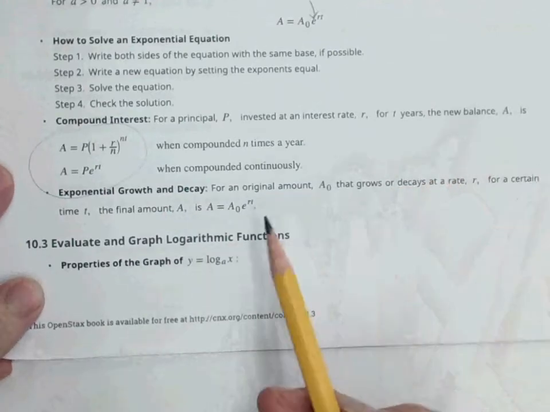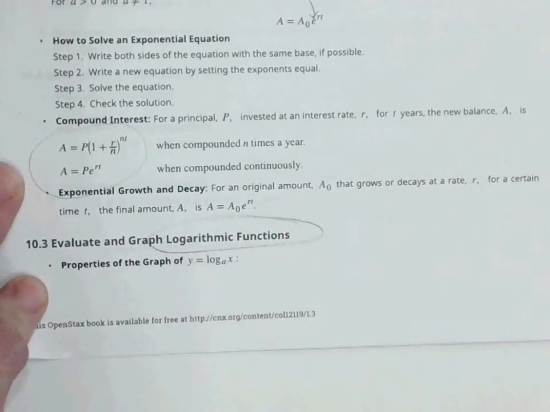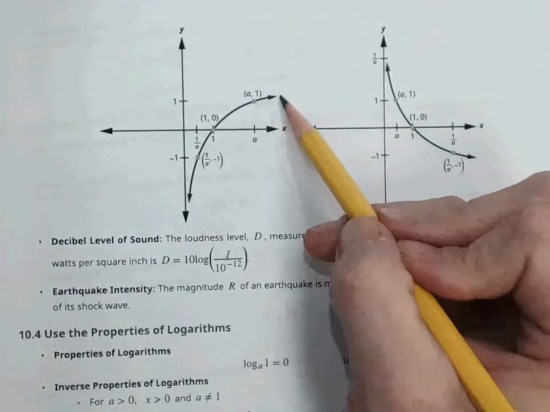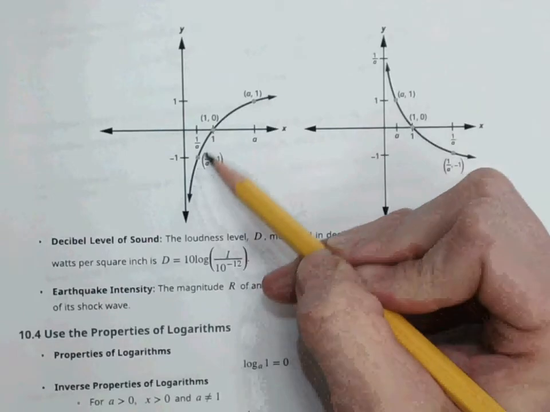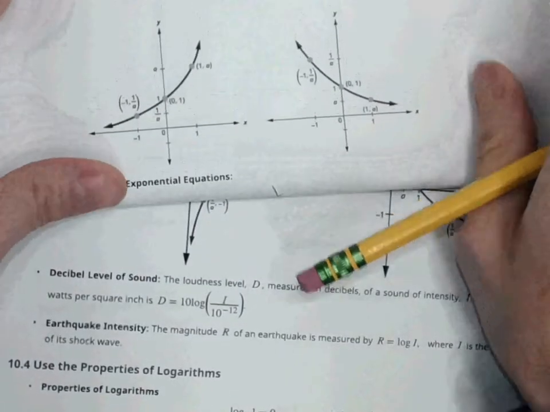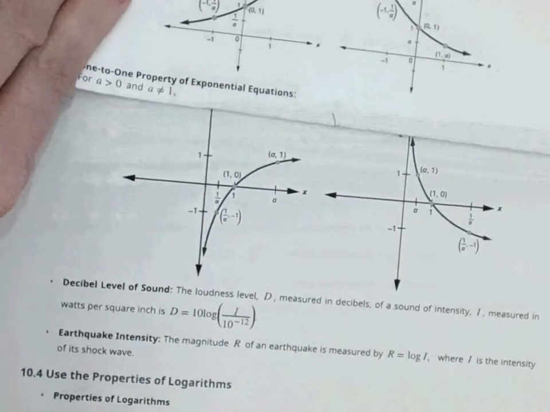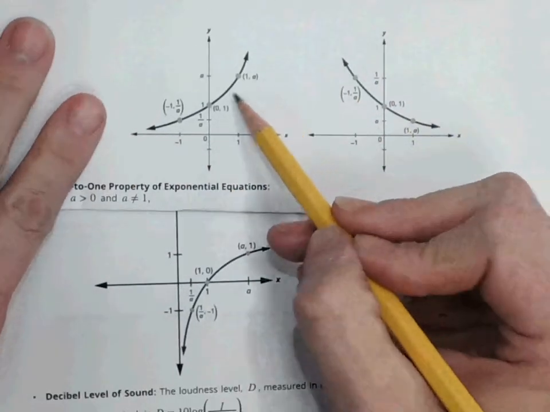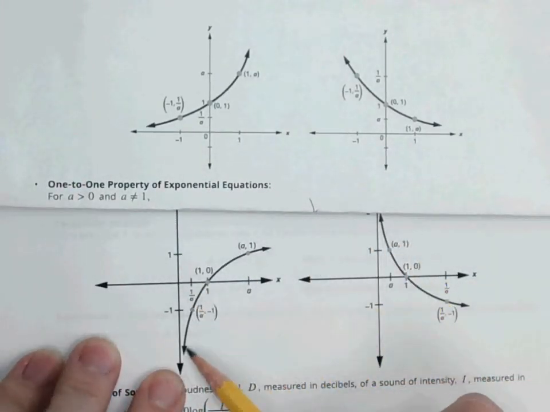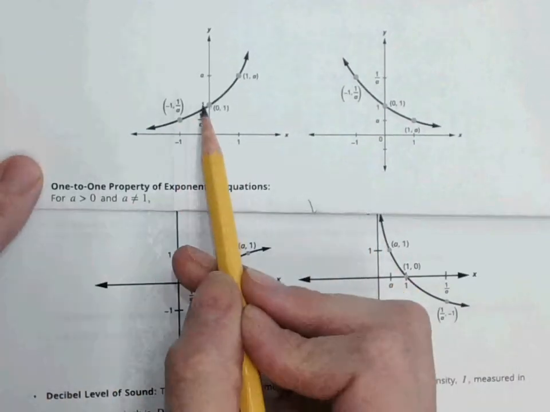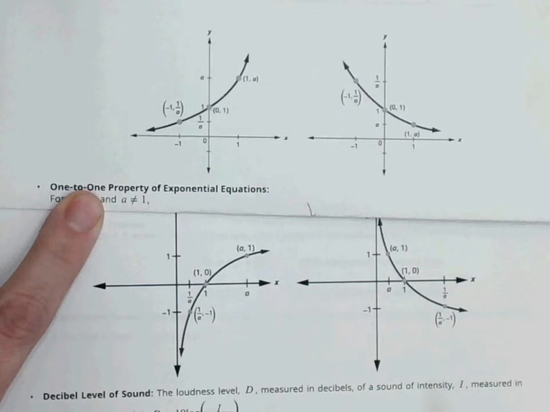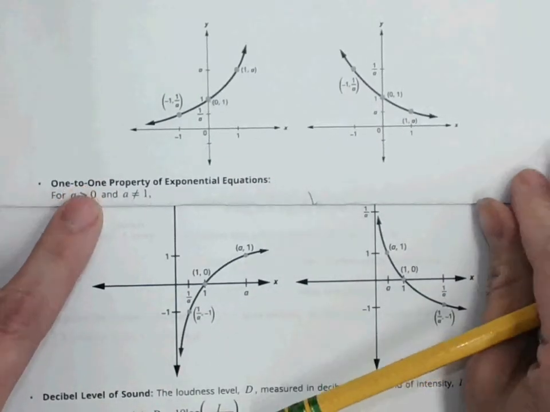The next thing that we looked at, we looked at logs for the first time. When we were graphing those things, we noticed that they looked very similar to exponentials. An exponential goes up. A log has an asymptote here, and then it still is increasing, but very, very slowly, just like here it's decreasing very slowly.